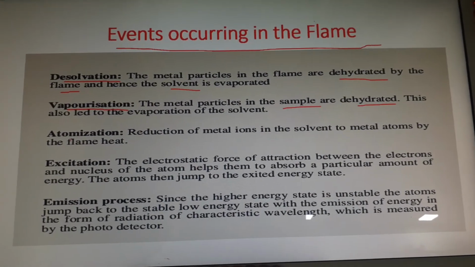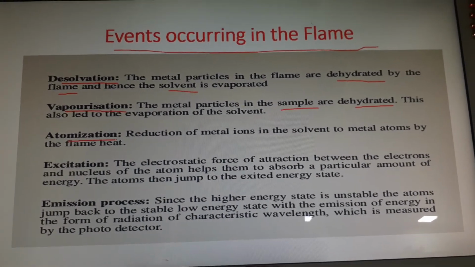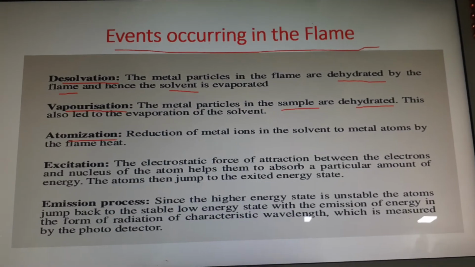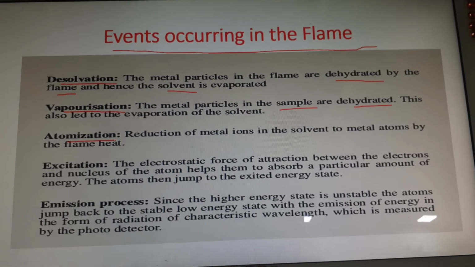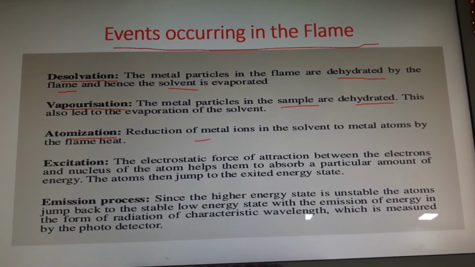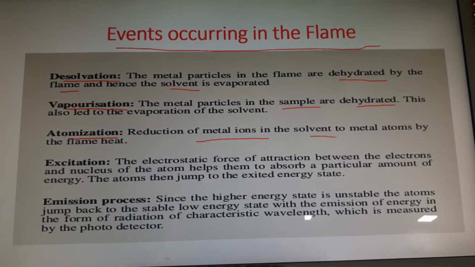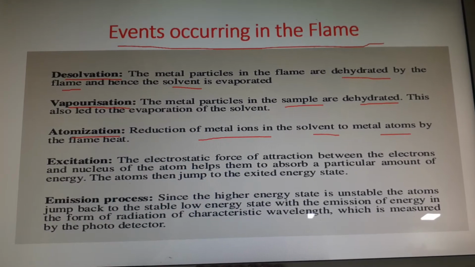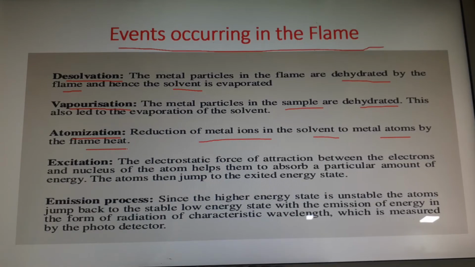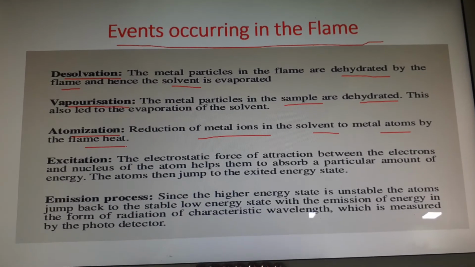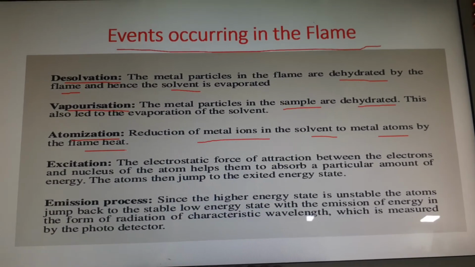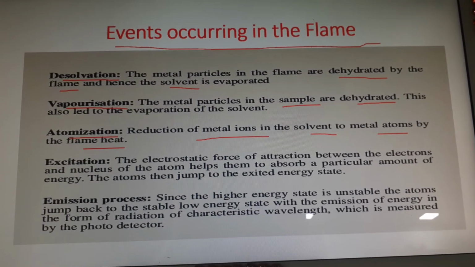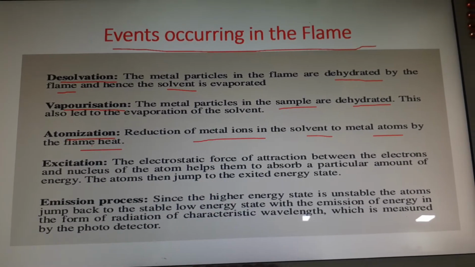Okay, the next one is called atomization. With the word you understand, atomization is nothing but converting into atoms. So reduction of metal ions in the solvent to metal atoms by the flame heat is called atomization. So atomization is the formation of metal ions into atoms. Atomic state is called atomization.